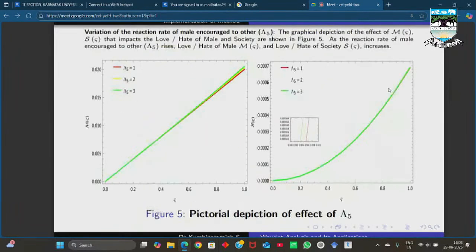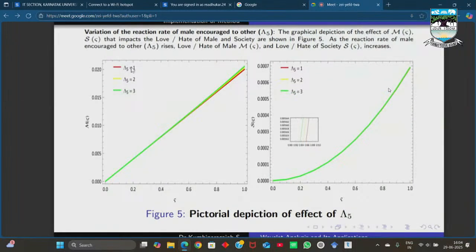You see the variation of the reaction rate, that means the gamma phi varies. Gamma phi means the reaction rate at which one is encouraged by the other's help. So if I help my wife, and my wife appreciates my work, then obviously my caring and love is going to increase.